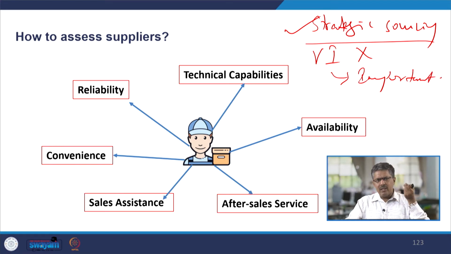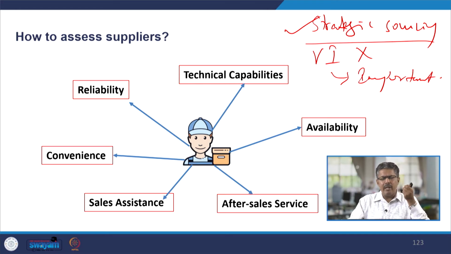So, how do you assess the suppliers? The question comes, how do you assess the suppliers? So, there are few things. For example, generally when we talk about suppliers, we look at the technical capability of the suppliers. That means what kind of a supplier he is, what kind of technical abilities he has got, can he provide us better design, better products and all.